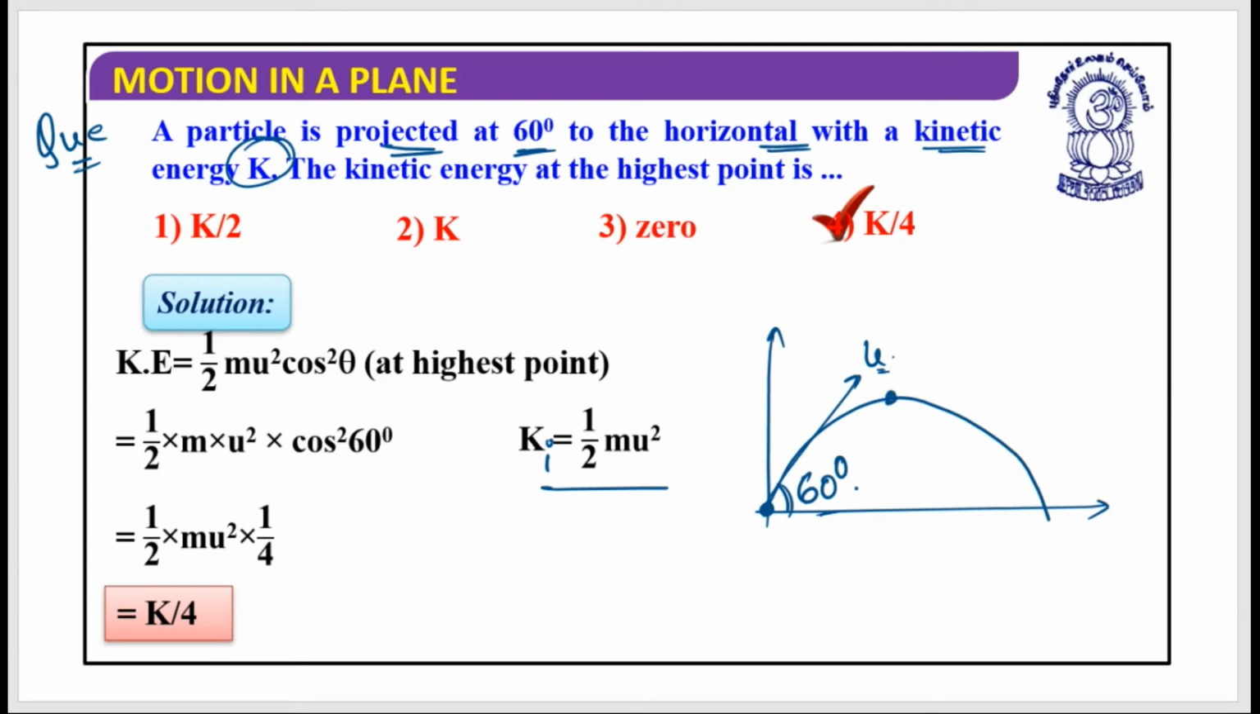At maximum height you have a velocity u cos theta, and vy is equal to 0 at maximum height. So your kinetic energy will be half m u square cos square theta. Put in the value of cos square theta. Theta is given, which is 60 degrees. Cos square 60 is 1 by 4. So this half m u square, which is the initial kinetic energy K, becomes K by 4. This is equal to the final kinetic energy.